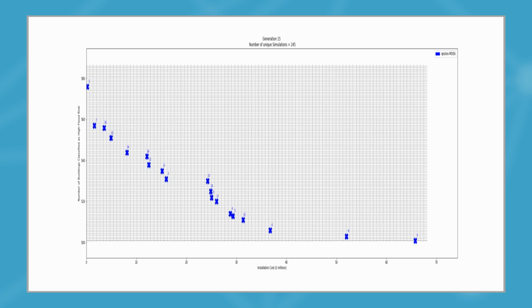So here on the x-axis you have the installation cost, and on the y-axis you have the number of buildings at high risk of flooding. So basically you want to go down that way. Yeah? And then you can see that it creates a lot of solutions, and then it moves that way. And that takes quite a bit of time because you have lots of points.